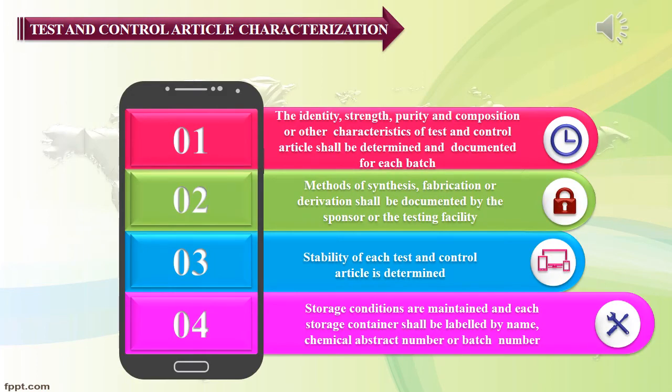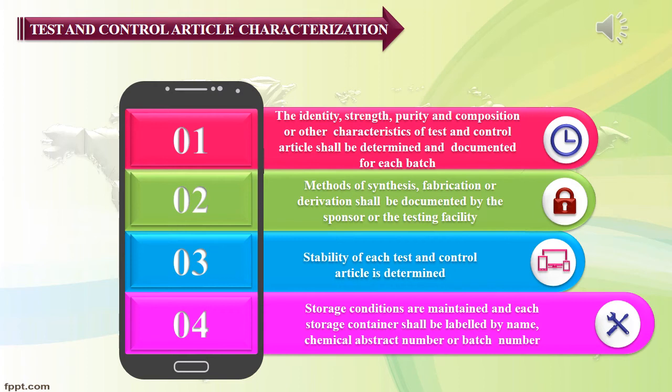Coming to test and control article characterization, it comprises four aspects. First one, the identity, strength, purity and composition or other characteristics of the test and control article shall be determined and documented for each batch.